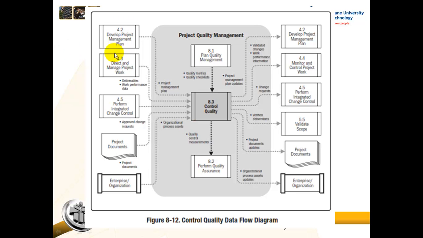Right, and then you'll see there are other processes that are inputs, and outputs. Quality control then feeds into monitor and control project work, perform integrated change control, and then the important thing is validate scope. Validate scope is where we sit with the clients and we get client acceptance. So you can see that according to the PMBOK and according to the project management literature, quality control is an internal process that we do before we ask the client to accept the scope.